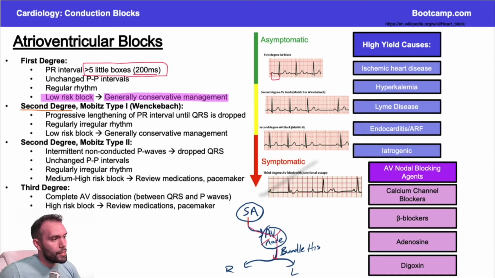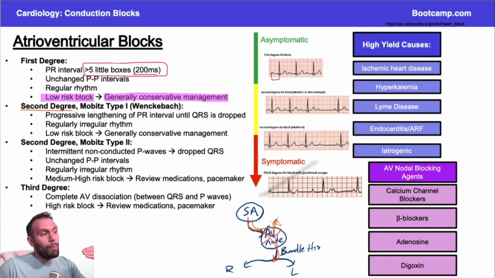So you're gonna have some signals that go through, but then you're also gonna have some signals that can't get through the AV node, okay, because they're gonna get blocked. So that's gonna be a second degree AV block. Now, the second degree AV block is broken into 2 categories. So we have the Mobitz type 1, which is the first category, and there's a Mobitz type 2.